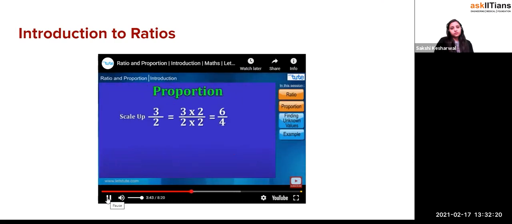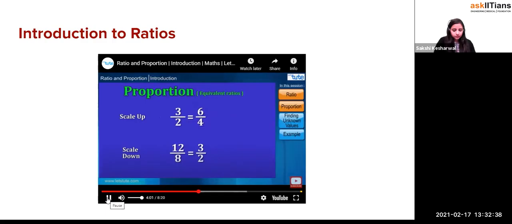When we scale up or scale down a ratio, that is multiply or divide the numerator and denominator by the same number, we will get ratios which are equivalent, that is equivalent ratios. Proportion is nothing but equivalent ratios. Here, 6 is to 4 is a proportion of the ratio 3 is to 2.